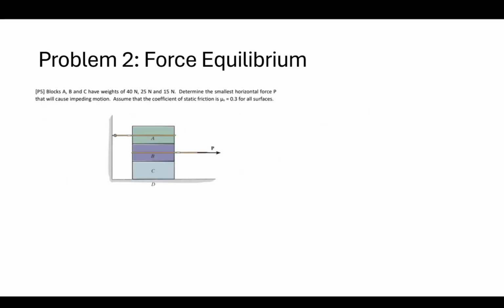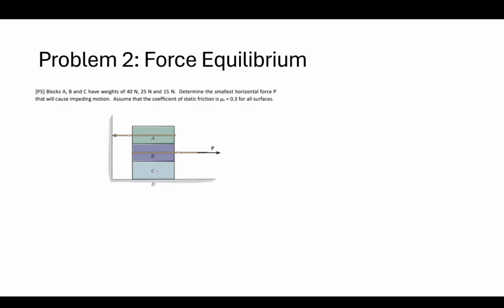Now, for this problem, I think the most confusing thing was where to start, right? You have three blocks right here. I always like to start with the block that has the force on it. So in this case, that would be block B with force P, because that would determine where the friction forces will be on all the other blocks.